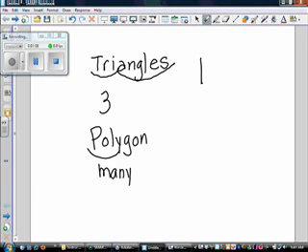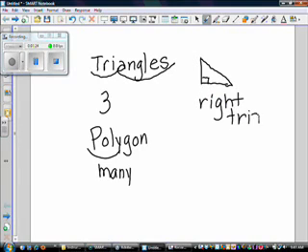Here's what one type looks like. I'm not a very good artist, but right in here, if you can draw a nice little square in one of those angles, that's called a right triangle. And that is a right angle also. Very good. There's another kind that might look like this, where all 3 sides, if I measured them, would be the same. And that's called an equilateral triangle.